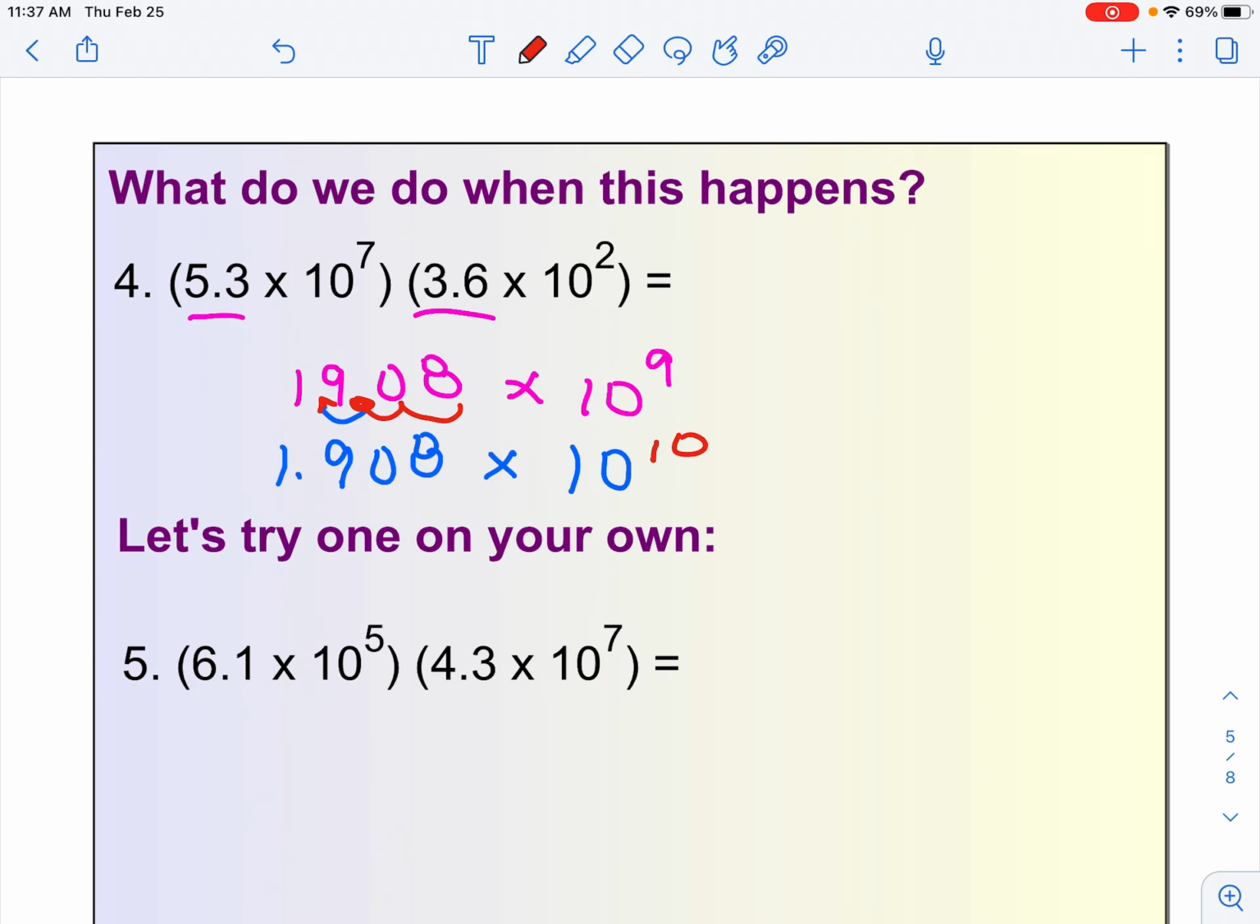All right, you try the next one on your own. Pause the video, see if you can not only get the correct answer, but you can also see if you can move the decimal point, or sorry, change the power of 10 as you move the decimal point the correct way.